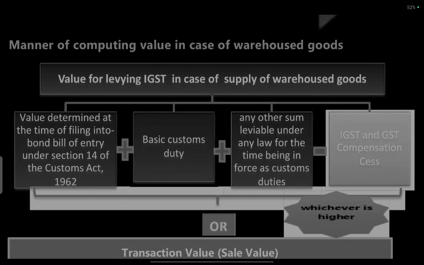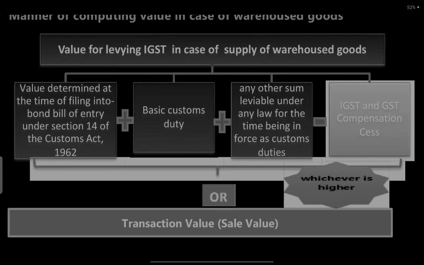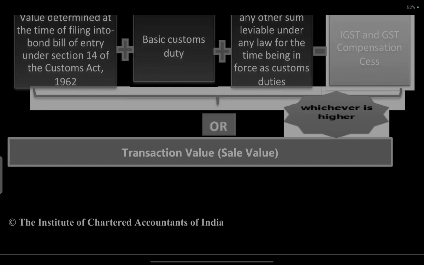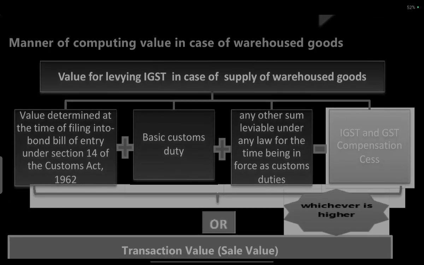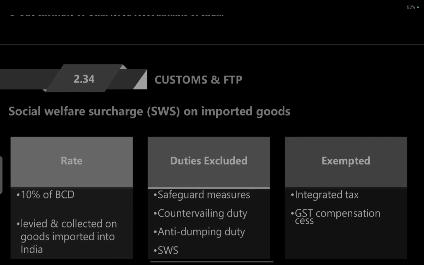Manner of computing value in case of warehoused goods. Value for levy of IGST in the case of supply of warehoused goods: value determined at the time of filing the into-bond bill of entry under Section 14 of the Customs Act, plus basic customs duty 12.5%, plus any other sum leviable under the law for the time being in force, plus 10% of BCD, minus CGST and SGST compensation cess. Transaction value or sale value, whichever is higher, will be computed as the value for warehoused goods.